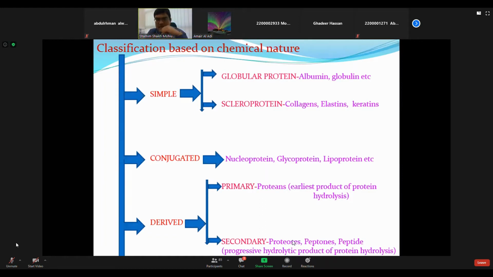Just remember the examples very well. So here the MCQs may come like: one of the following is an example of derived protein, or one of the following is an example of simple proteins. So you should know the examples very well.